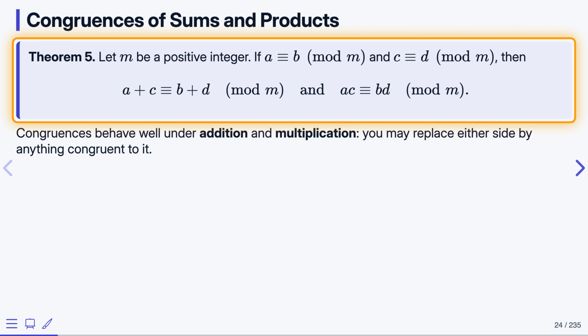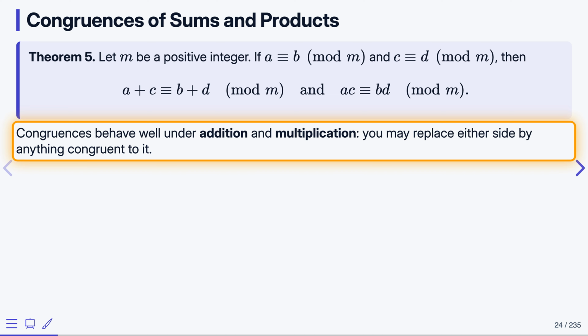This next result is very useful. Congruences behave well with addition and multiplication. Theorem 5. Suppose a is congruent to b mod m, and c is congruent to d mod m. Then a plus c is congruent to b plus d, and a times c is congruent to b times d. The practical meaning is simple. Inside a congruence you may swap any number for another one congruent to it, and the congruence still holds.